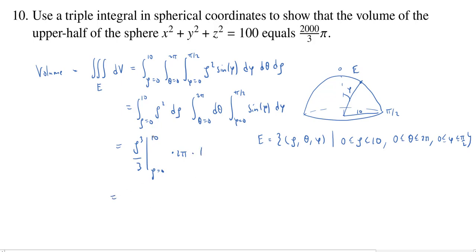All right, so in total, let's see, when rho is 0, nothing will happen. At 10, we're going to get 1,000 over 3. Then we multiply by 2 pi times 1, which is 2 pi. And so in total, we get 2,000 thirds times pi. Hey, that's what we were supposed to get.